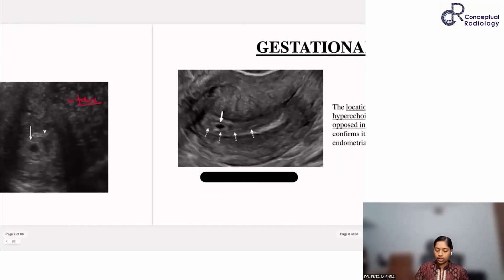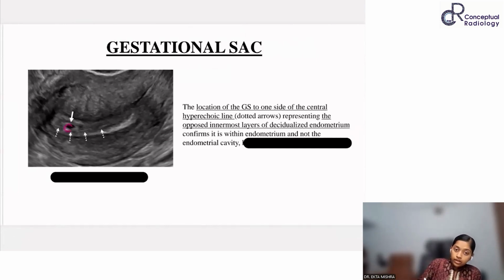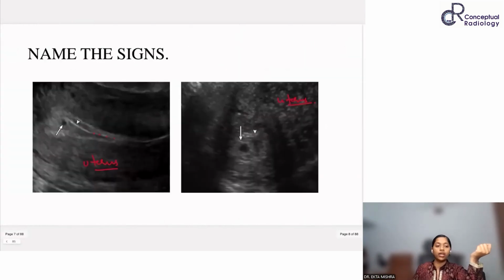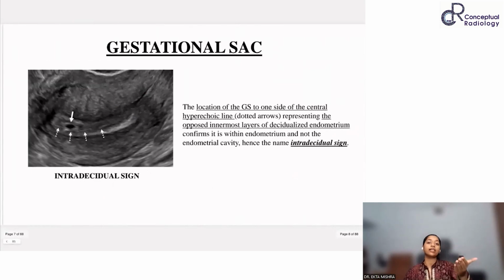Very good. Now let's discuss this sign. So the location of this GSAC is very important. It is eccentric. Eccentric to what? This hyperechoic line. So what is this hyperechoic line? The hyperechoic line is basically the collapsed endometrial cavity, and your sac is located eccentrically. Now, since it is eccentric, it is called as intradecidual sign. Okay. So the first image was pointing to intradecidual sign, and this is the earliest sign that you will get when you're doing a scan of intrauterine pregnancy, earliest sign.